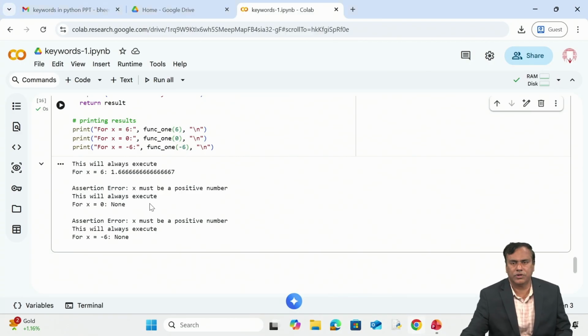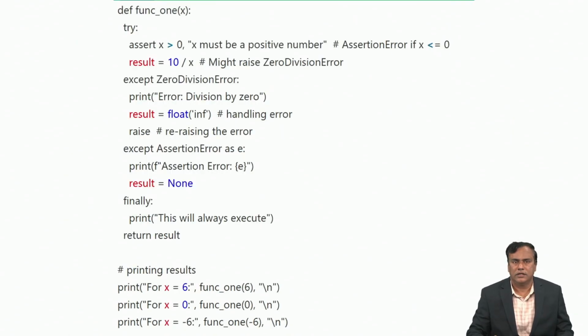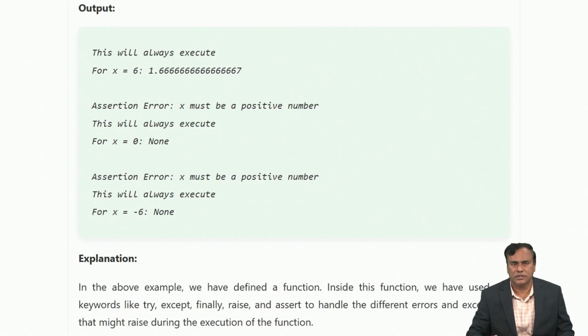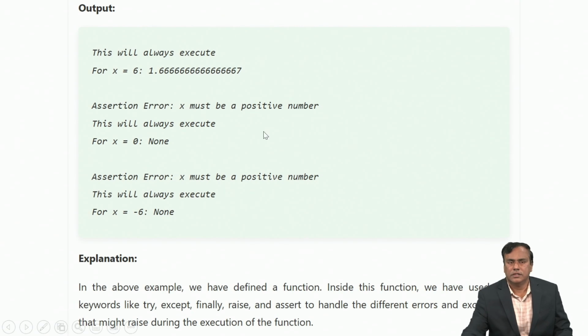So this is how you can find the use of these keywords: try, except, finally in Python. So let us stop here. I'm going to continue with the usage of the remaining keywords in the next video.